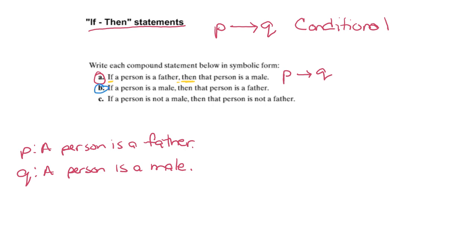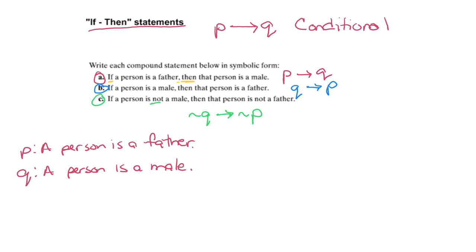Taking a look at part B. If a person is a male, that would be Q this time. Then that person is a father. So this time I have Q, if Q, then P. And for part C, it says if a person is not a male. So that would be not Q. If not Q, then that person is not a father. So we have the negation of P.